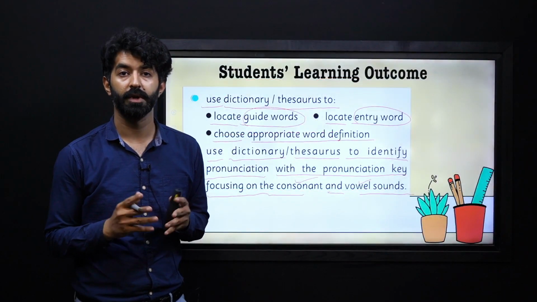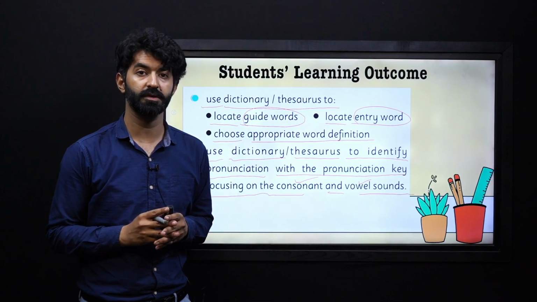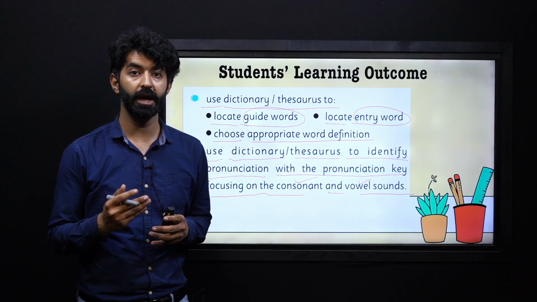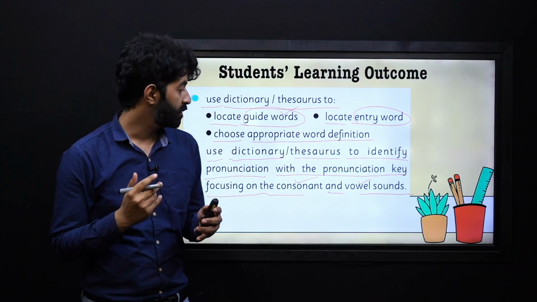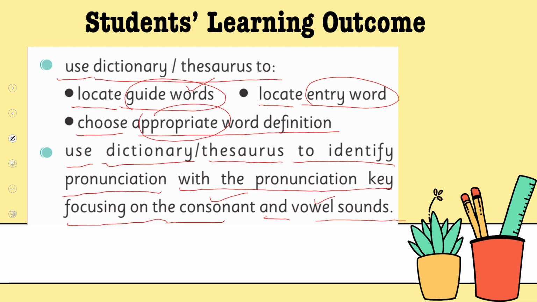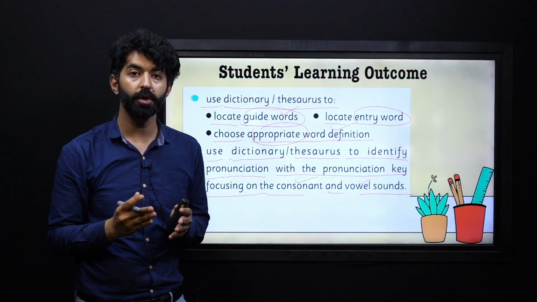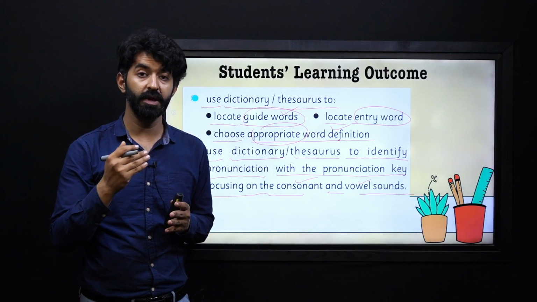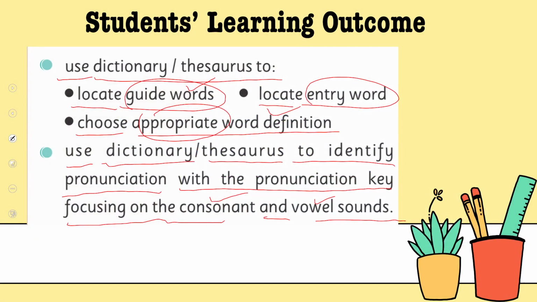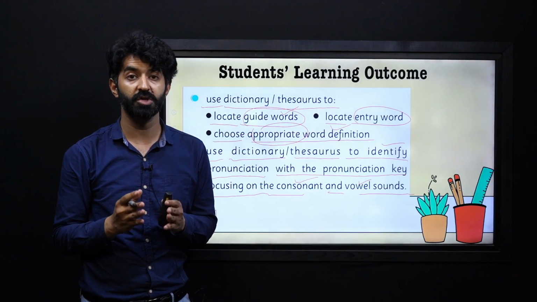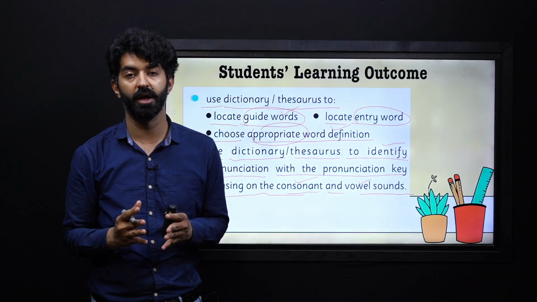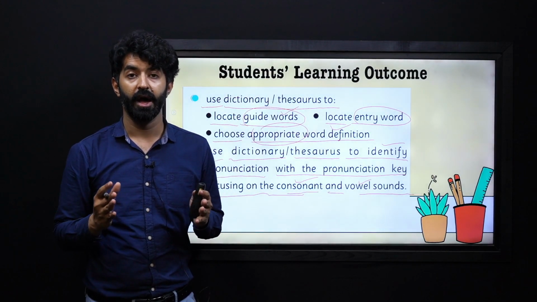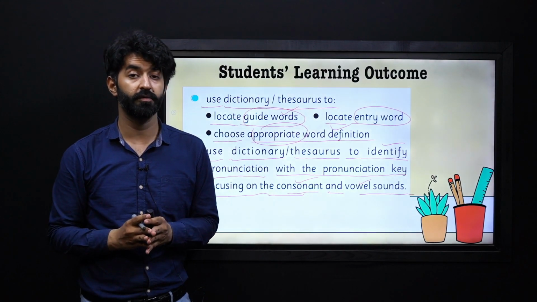So class, this is about using dictionary or thesaurus, we can say reference materials, to locate our guide words and also entry word, with choosing the appropriate definition, because we can see more than one definition in a dictionary. So now we need to choose the right one for us, and then we will use dictionary or thesaurus to identify pronunciation with the help of the pronunciation key, also with the different sounds like consonant and vowel. This is our breakdown of the SLO. I hope that you are very much clear about what we are supposed to do now.